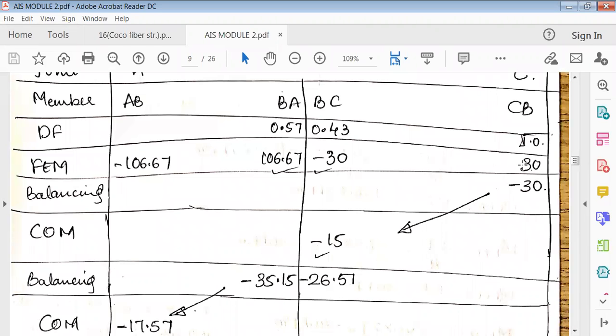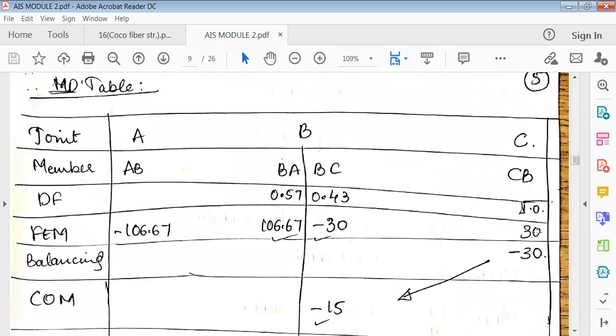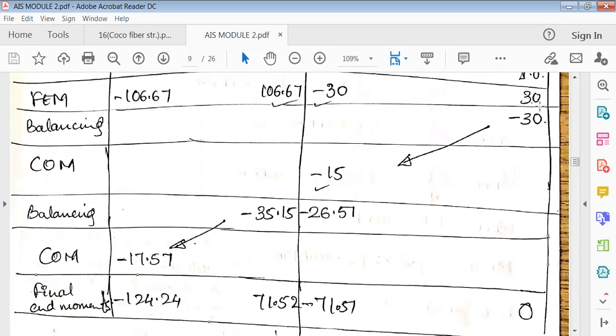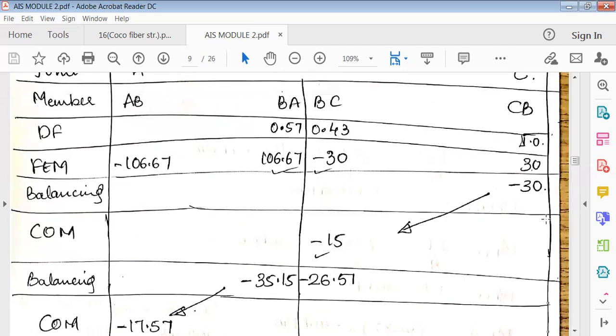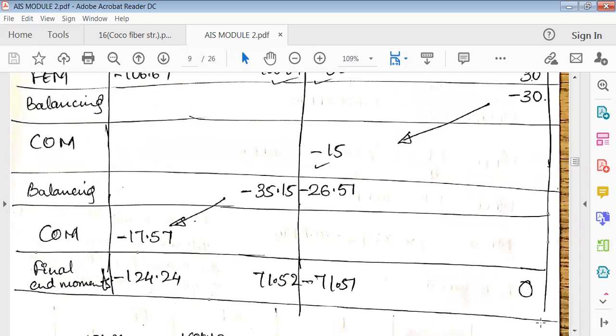Now because the simple support is at C, if it is plus 30, change the sign and write minus 30. No matter whatever the number is, just change the sign, because ultimately we know that at the simple support end, the moment would be 0. So we have to make this moment 0. If it's plus 30, just change the sign and write minus 30. So when you add this, it becomes 0.